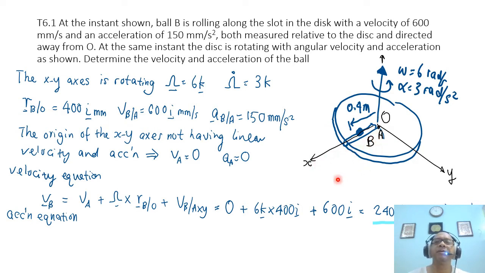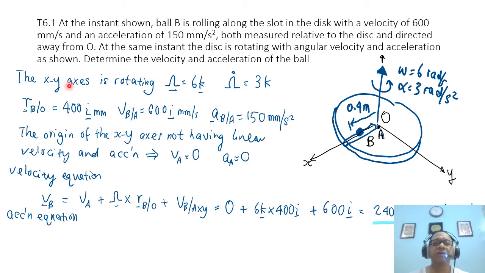At the same time, the disc is rotating at 6 radian per second and accelerating at 3 radian per second square. And if you can see, the direction is in the positive Z, so the unit vector is in the positive K direction. So these are the data that we capture from this analysis. Look at the data. What do we have?